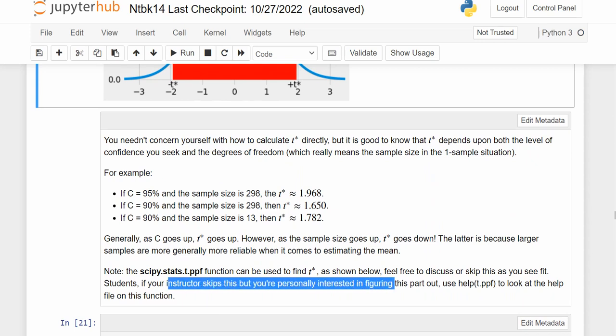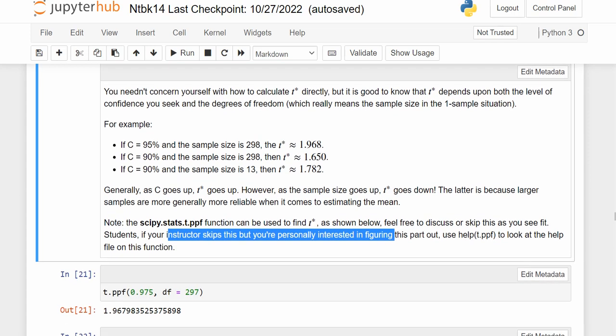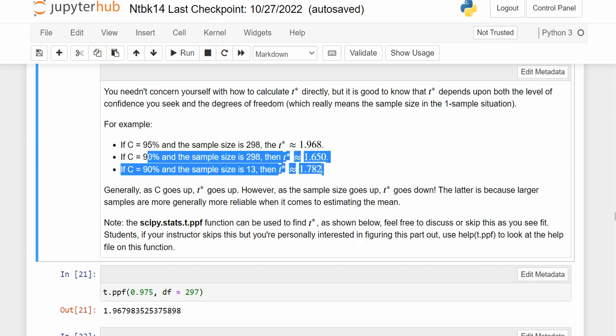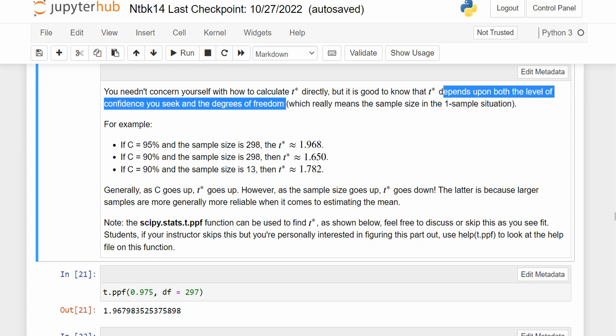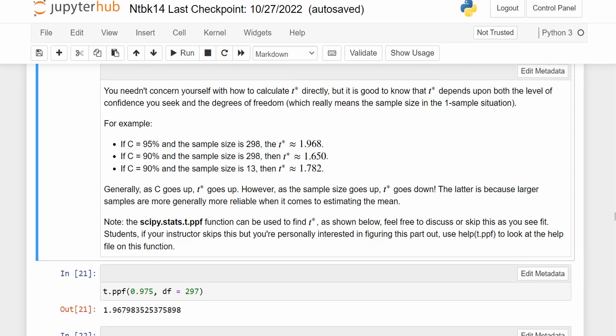And so the workbook says that, depending on what your professors do, if your instructor skips this, but you're personally interested, you can use some values. And again, they're just showing you that if the confidence level is 95% and the sample size is near 300, then T star is 1.968. And you don't need to worry about how to calculate T star, but it does depend on both the level of confidence you seek and the degrees of freedom.